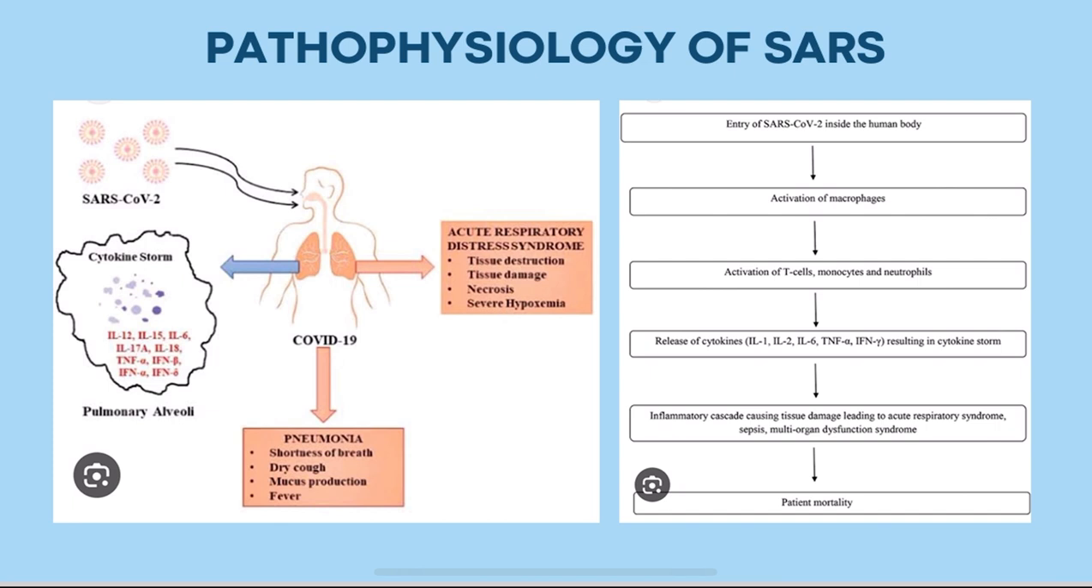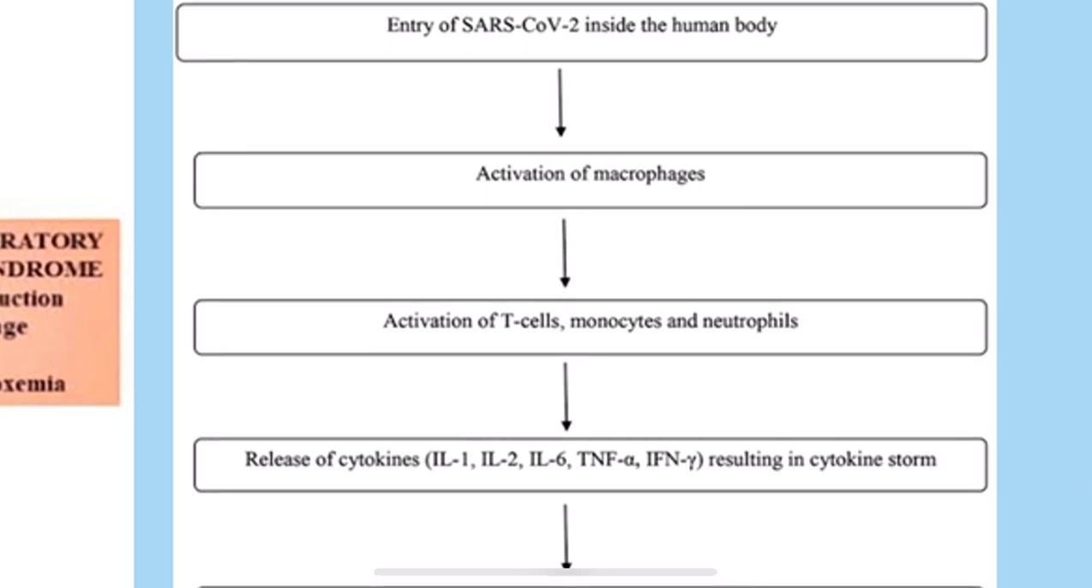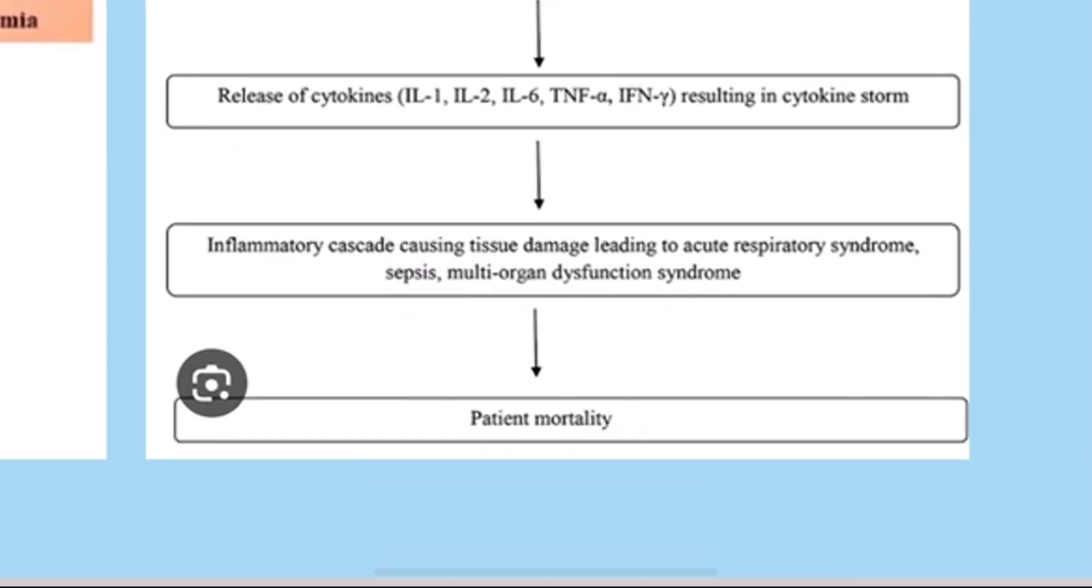And these inflammatory cytokines are released by the T cells. So what do the T cells do? The T cells will release the cytokines. They will distinguish between self and non-self, and they will release the cytokines, and these cytokines will result in the cytokine storm.